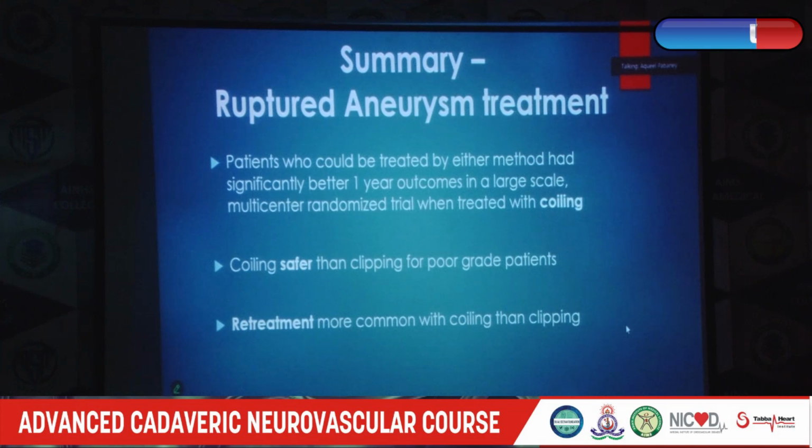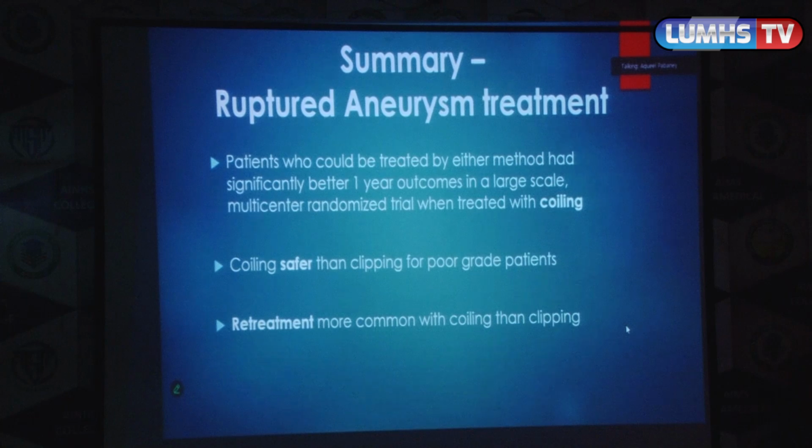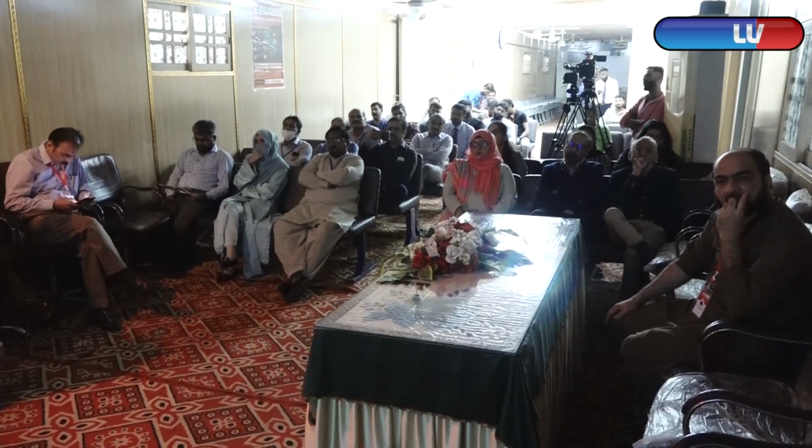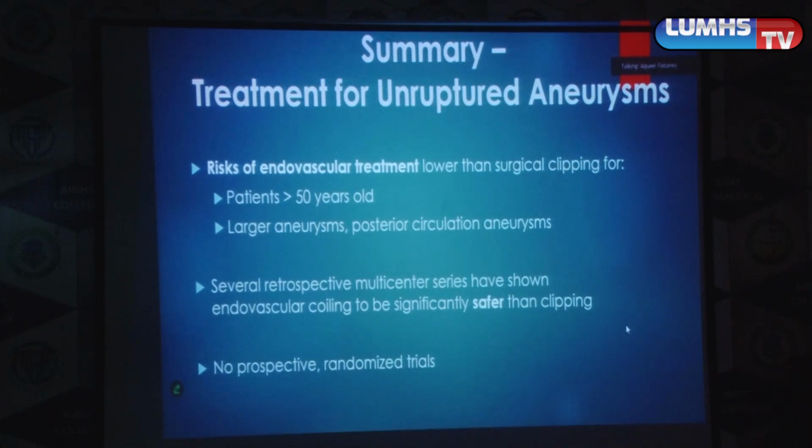However, retreatment because of coil compaction or residual or recurrent aneurysm is slightly more common with coiling procedures than clipping. And in unruptured aneurysm cases, the risk of endovascular treatment is a little lower than surgical clipping, especially in patients who are more than 50 years old, and especially if the aneurysms are either large or complex or involve the posterior circulation. Several series have shown that endovascular coiling is significantly safer than clipping in these unruptured aneurysms. However, there is no prospective randomized trial that compares the two modalities.